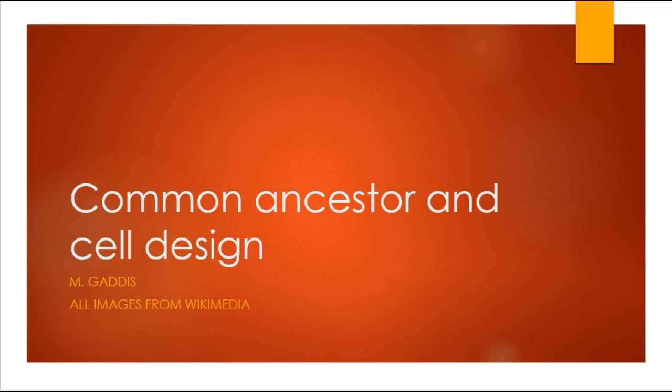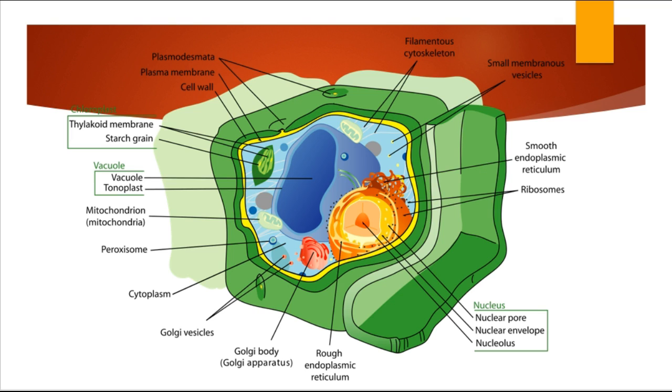So one of the strongest pieces of evidence to suggest that all organisms are descended from a common ancestor is the design of the cell. So here we're looking at a plant cell, for example, and we'll see all of these labels and shapes inside of the cell are common to all plants. They are also common to all animals.